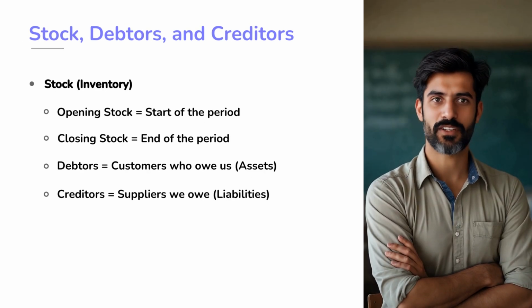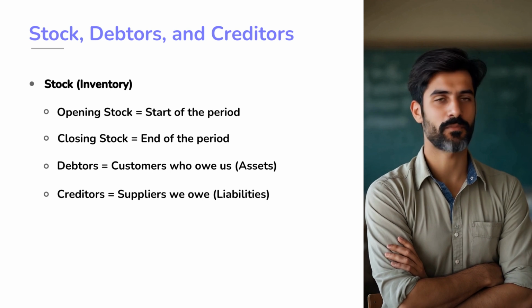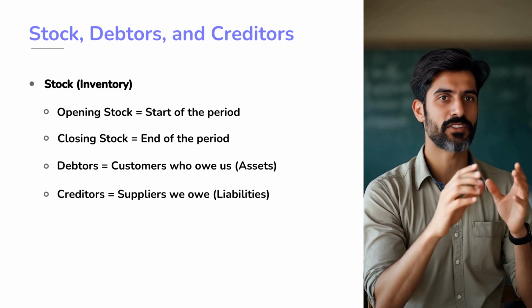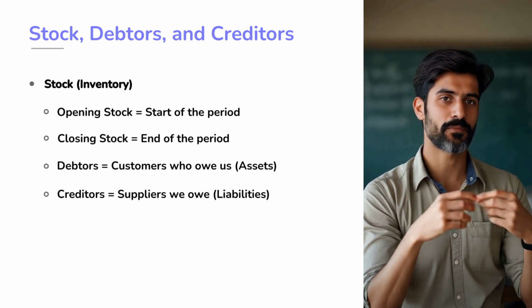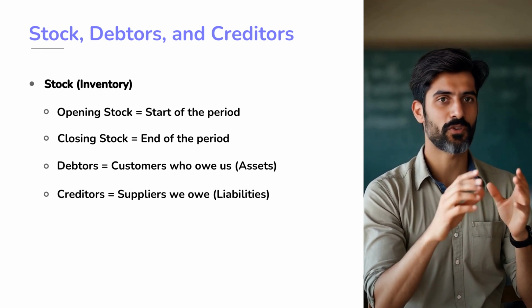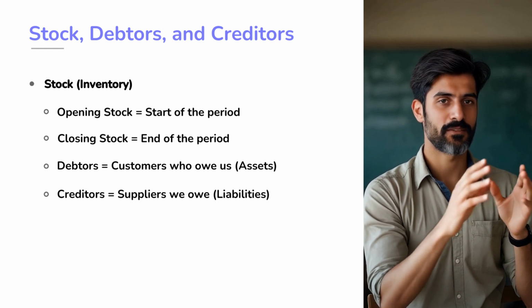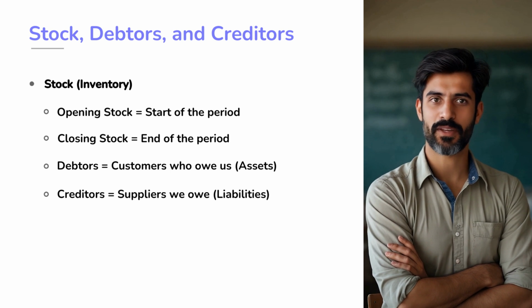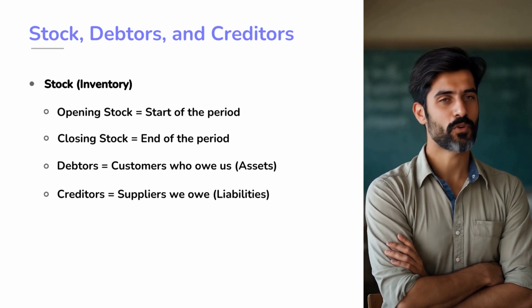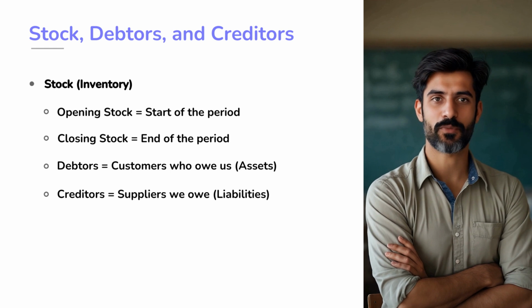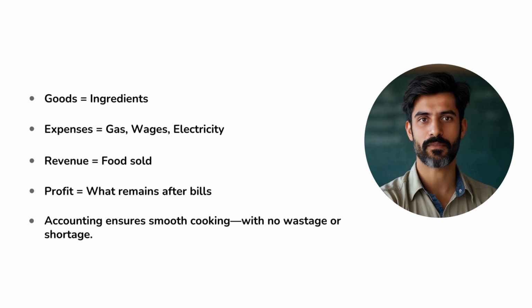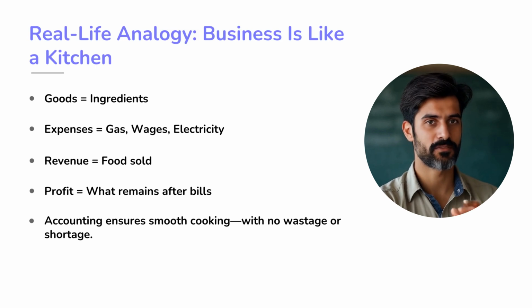Stock is the unsold inventory on hand. Opening stock is at the beginning of the period. Closing stock is at the end. Debtors are customers who bought goods on credit and still owe money. They appear as assets. Creditors are people or businesses to whom the firm owes money, usually for goods purchased on credit. They're liabilities.